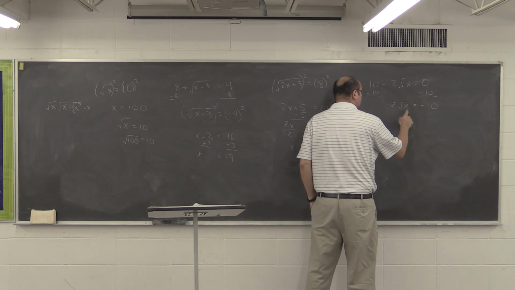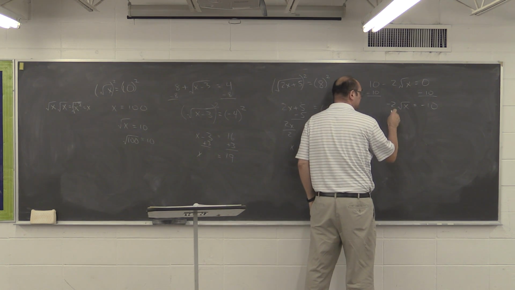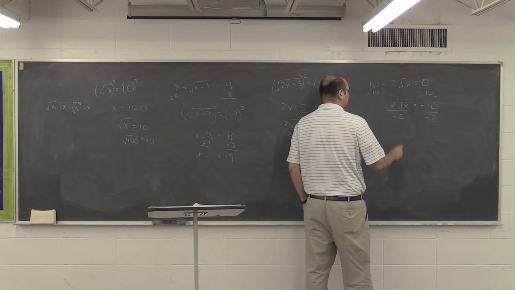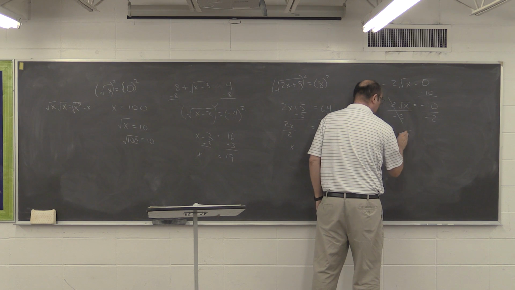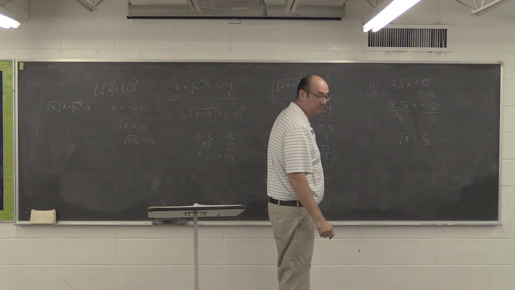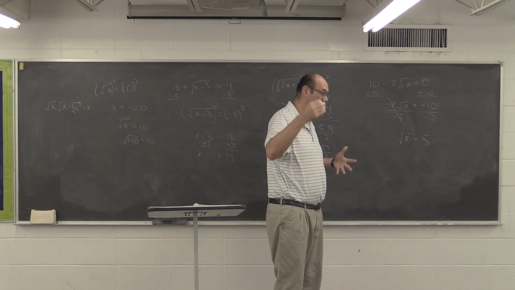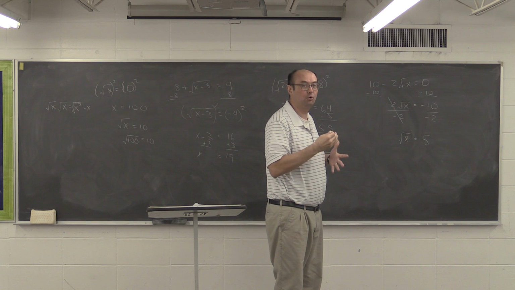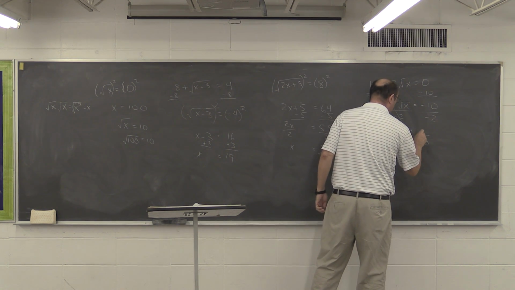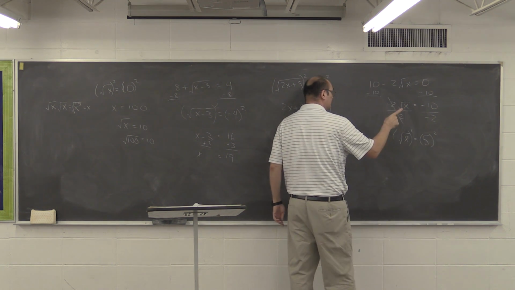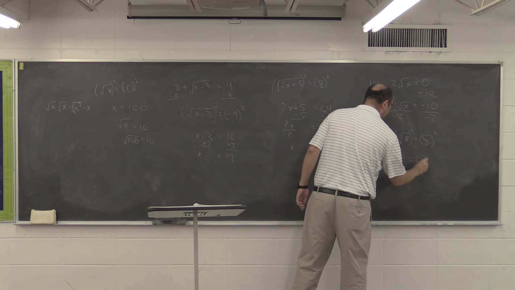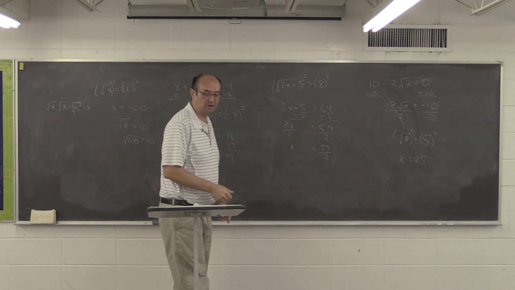Well, we have a negative 2 next to a square root of x. That means multiplication. So the opposite of multiplication is division. So we're going to divide both sides by a negative 2. This cancels. We have a square root of x equals 5. Negative 10 divided by a negative 2 is a positive 5. Now we're ready because the only thing that we have left is the radical. So we're going to square both sides. The square root of x squared is x, equals 25. And that is our answer.